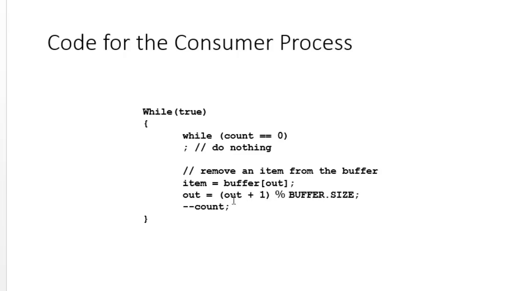And after doing this, you are advancing the out pointer by 1 to point to the next valid item in the buffer, and also we are decrementing the value of count by 1. So during the producer process we are incrementing the count value by 1, and while running the consumer process we are decrementing the count value by 1.